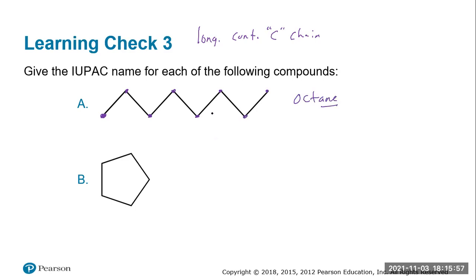Over here, if we go to our ring structure, we also count it. That is 1, 2, 3, 4, 5. 5 is based off of pentane. It is a closed ring structure, which means it gets the cyclo part in front of it, and that would be cyclopentane. Any questions on any of those two there?